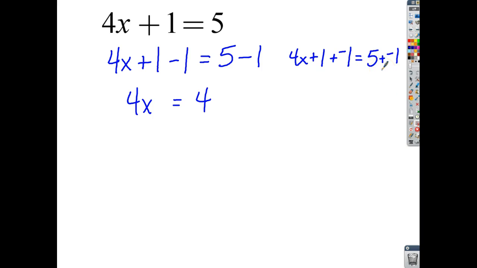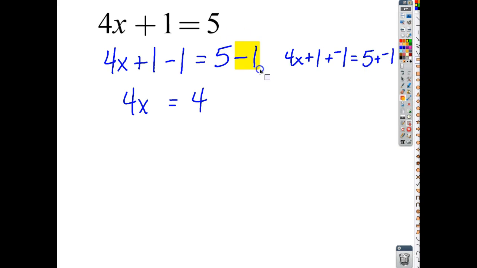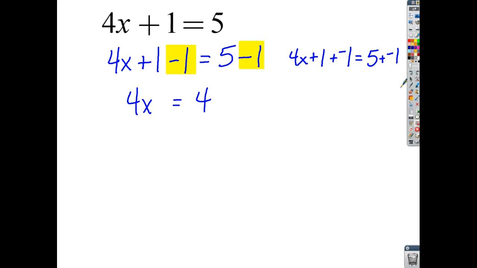Again, the whole idea is the same thing I'm doing to both sides. This is the only new thing. I have 4x plus 1, that's still here. I have 5, that's still here. I'm doing the same thing to both of these sides. Okay, so now what am I going to do? Well, in the previous example we saw we were going to divide by 4. So we'll take 4x divided by 4.